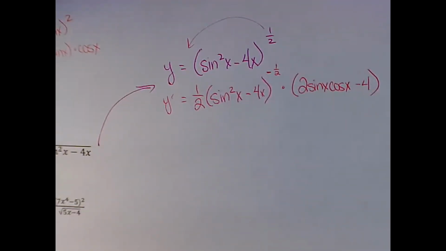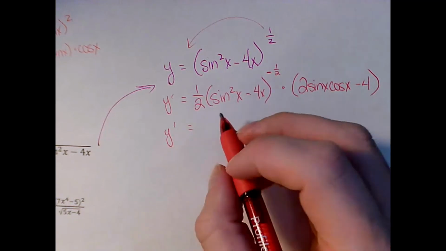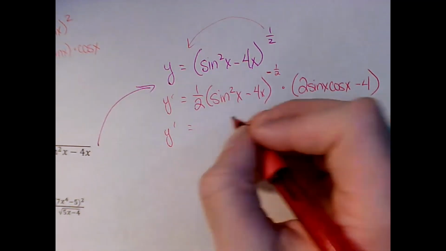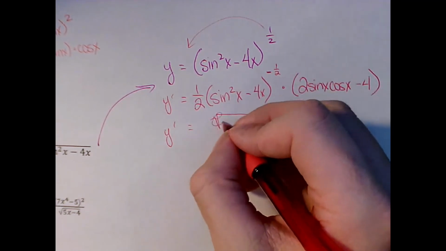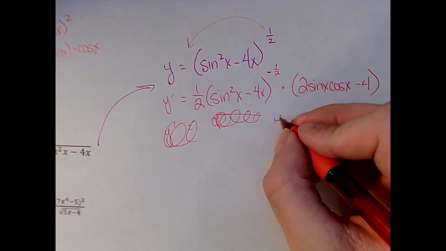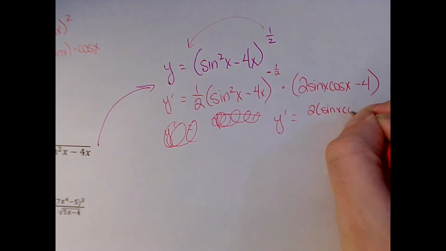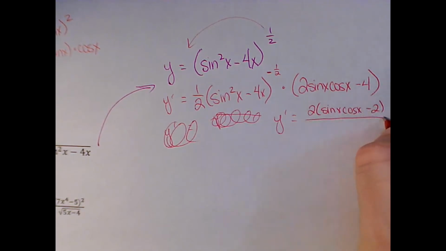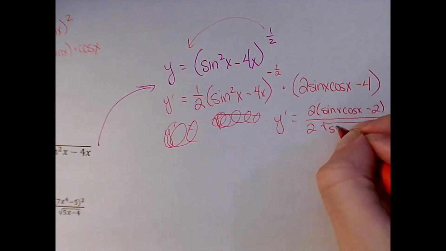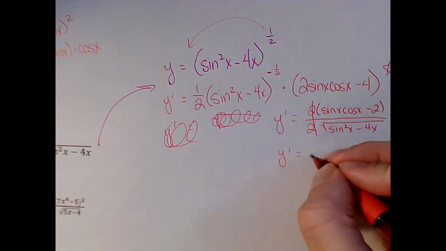There's a few things here that I can do. I'm going to have the square root. Oh, that's on the bottom. So I have y prime, that's on the top, and I can factor out a 2. So 2 sine x cos x minus 2 over 2 times the square root of sine squared x minus 4x, and the 2's would cross out. Just checking to make sure I didn't do anything. So if you were to answer like this, I'd be happy, but really the answer should look like this.